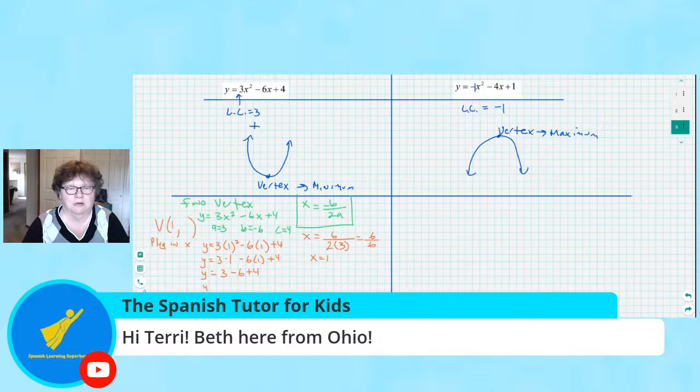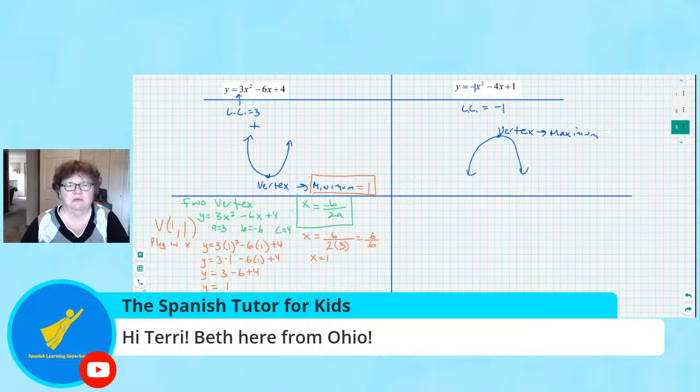Keep me honest here, people. I think that gives me a 1, doesn't it? 3 minus 6 is -3, and -3 plus 4 is 1. So my vertex in this case happened to be 1, 1. Now I know I have a minimum at 1, because remember, you're going to take the y value every time, right?